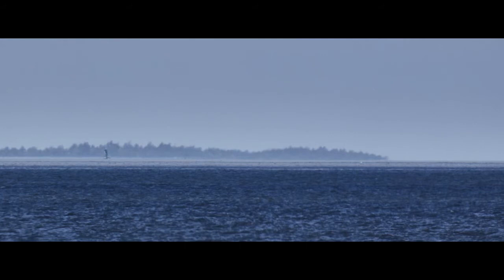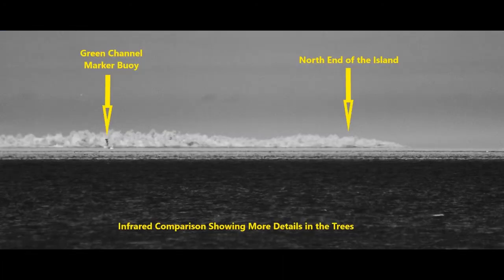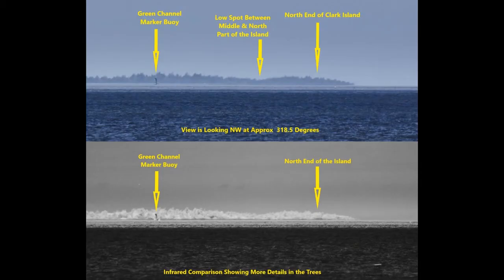In this regular photo, you're able to see a lot of Clark Island, and you can see the green buoy channel marker on the left-hand side as well. And in this infrared photo from the same location, you're able to see better detail in the trees and the island itself. So infrared definitely makes a difference when it comes to showing detail when we compare these two images as seen here.